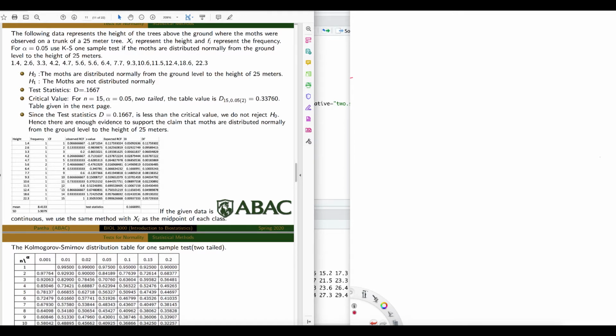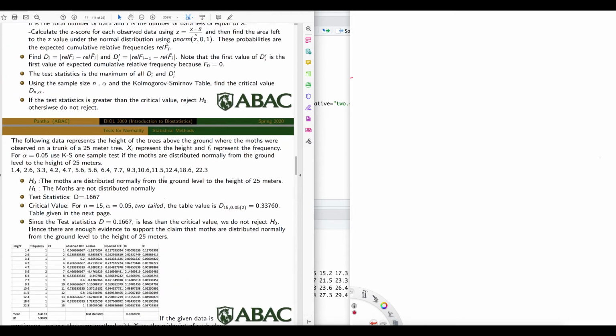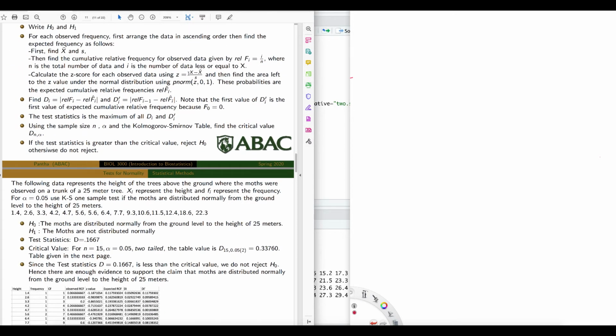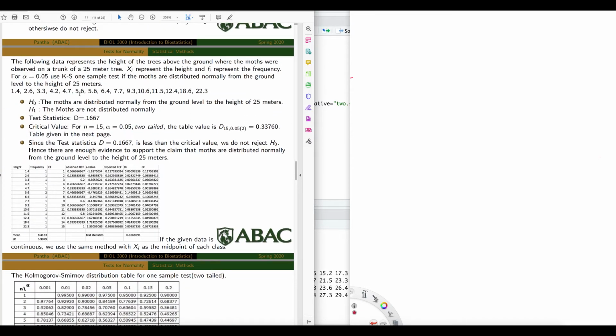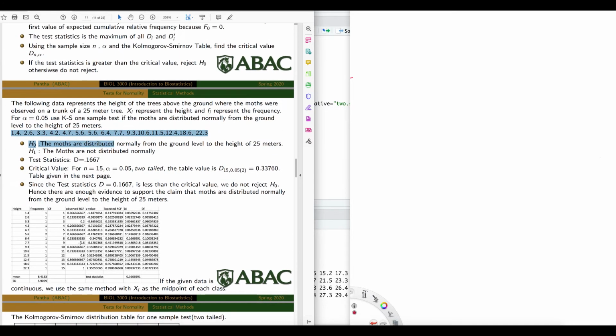Now, how do I find out the G value? So the step says that to find out the G value, you do X minus X bar over S. What is the X bar and S of this? You find out those. So here the mean is 8.41 and the standard deviation is 5.90. You do X minus X bar over S to find out these G values. Okay, for each of these X values, you apply that.